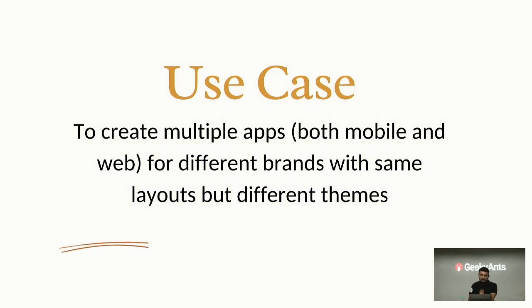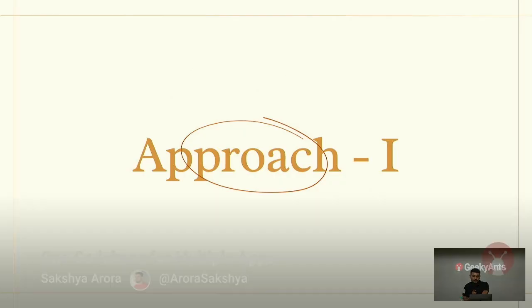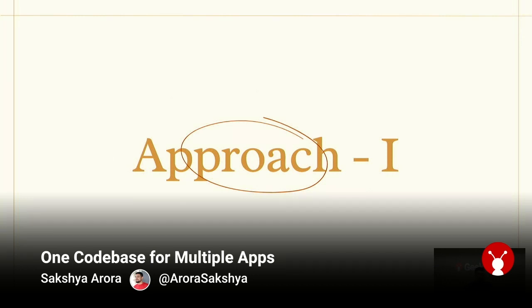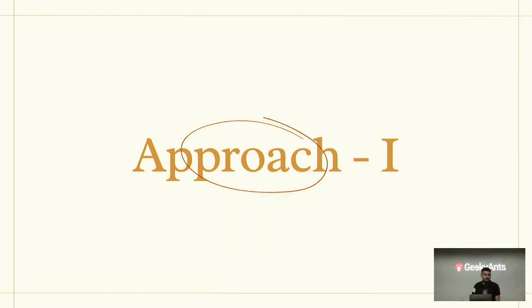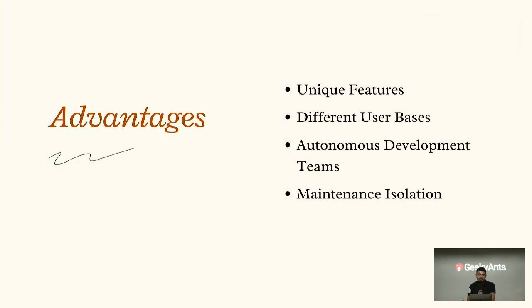So there are multiple approaches to do that. Let's discuss some of the approaches. The first and the easiest approach that anyone can think of is creating multiple apps. For example, if there are 5 brands, then we can create 5 different apps for mobile. But it can be beneficial in some of the cases.